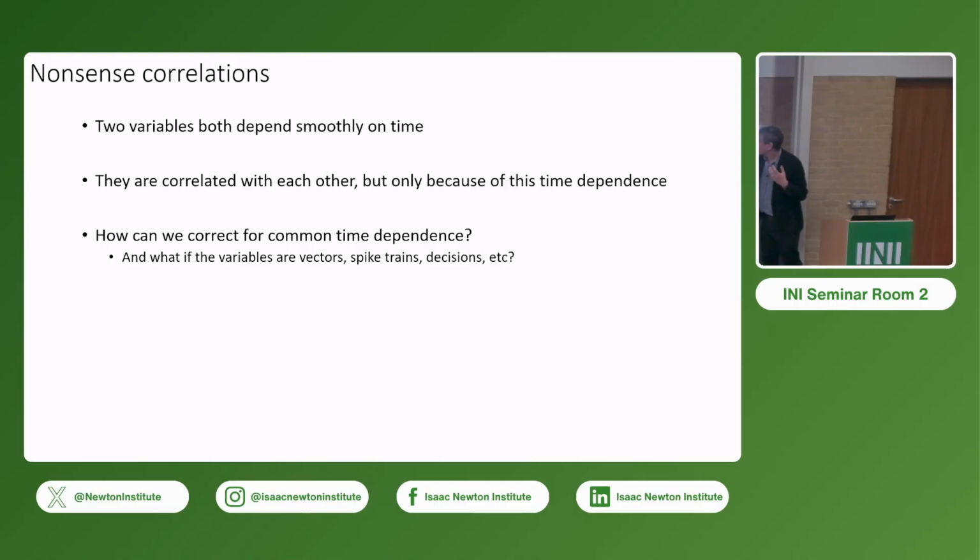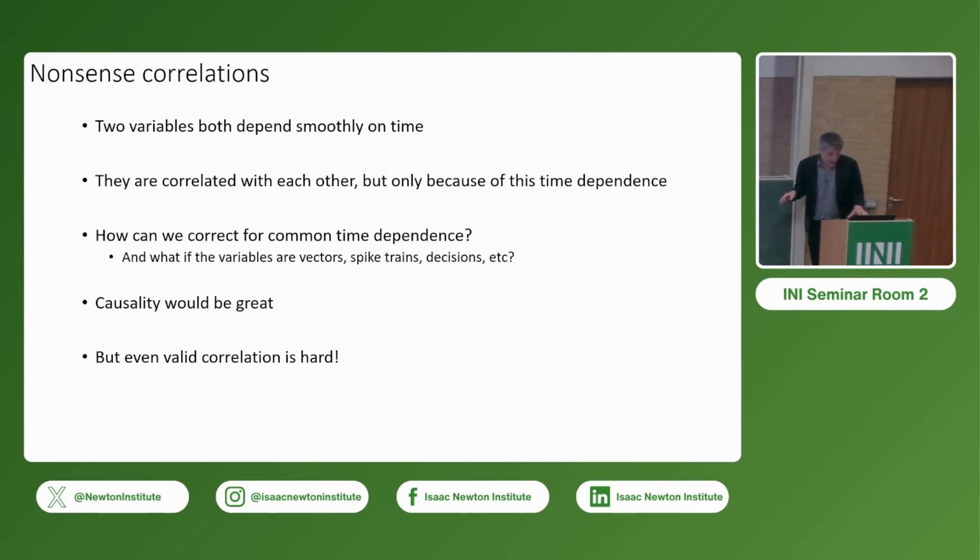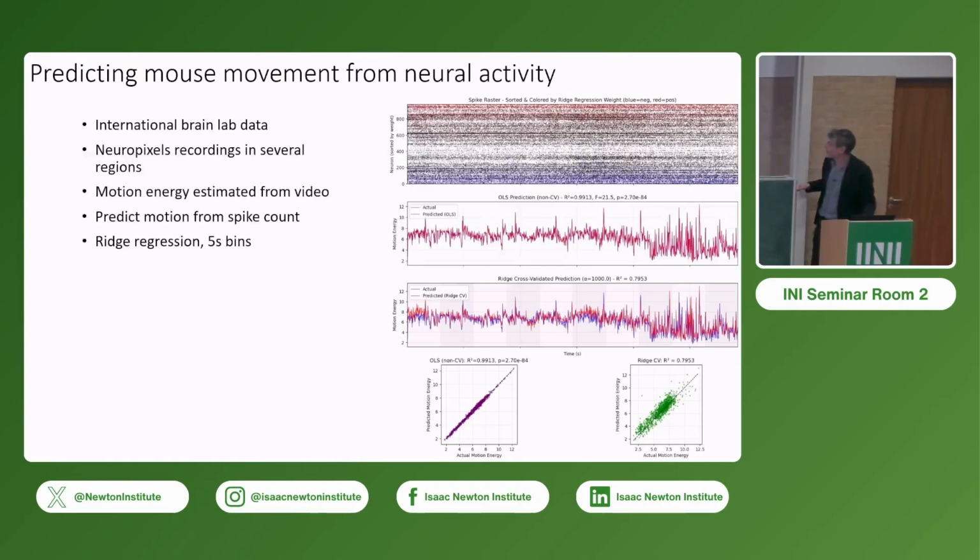So what do we do? How do we correct for time dependence and nonsense correlations if we're not even looking at numbers, never mind it being non-linear? It would be great if we can make claims about causality, and maybe sometimes we can, but even the much more limited goal of having valid methods to detect correlation, that would be a big step forward if we have really rigorous methods for that.